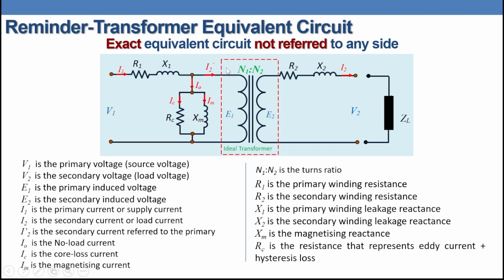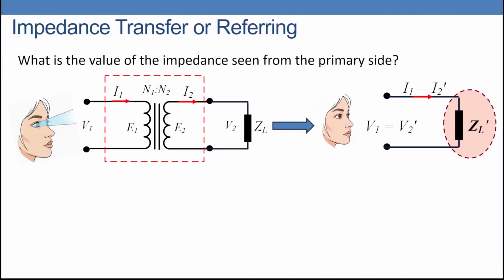any side. This means that we have a primary side and a secondary side. In the primary side, we apply a supply voltage V1 and we have the primary impedance R1 plus jX1 and we have the magnetizing branch R core and XM, R core representing the core loss and XM representing the magnetizing reactance. We have the ideal transformer in between where the turns ratio is N1 to N2, and then we have the secondary side R2 plus jX2. That is the secondary winding impedance, connected to the load, and the load voltage is V2.